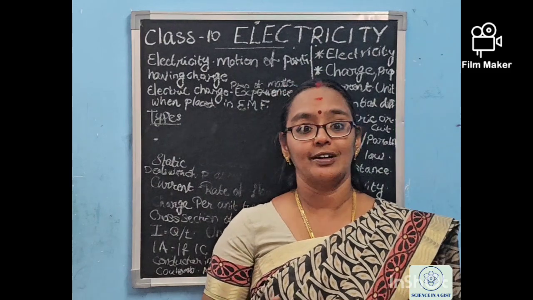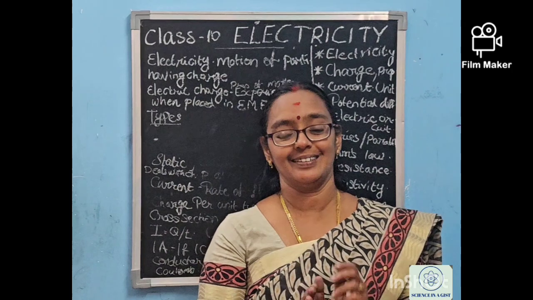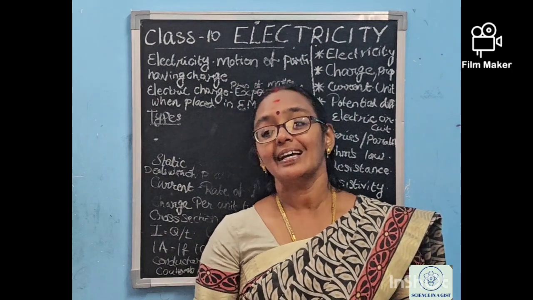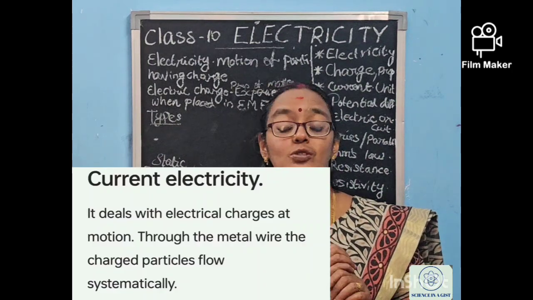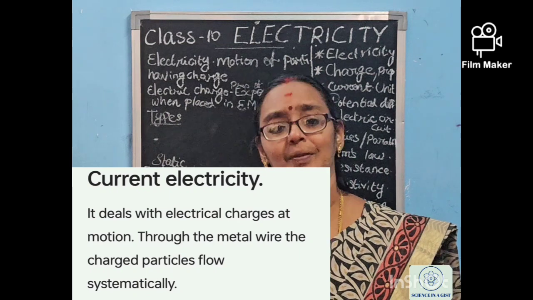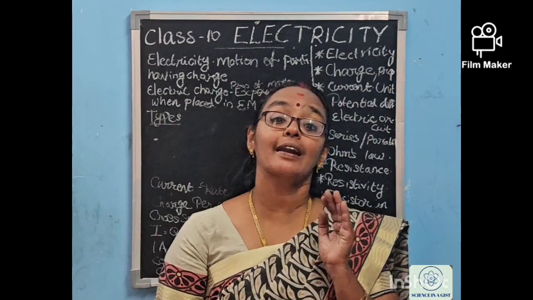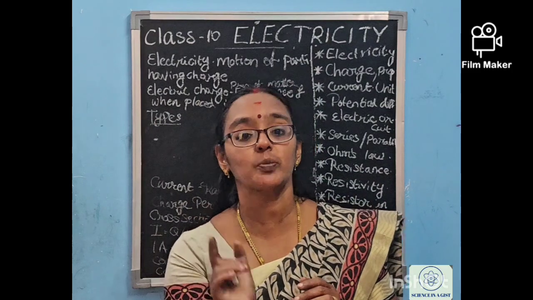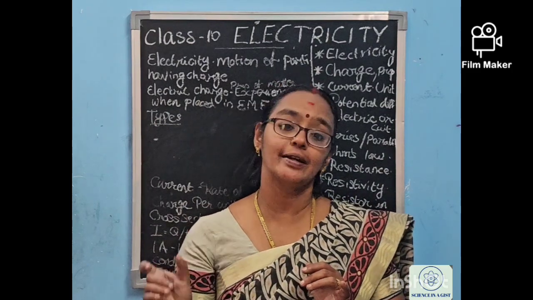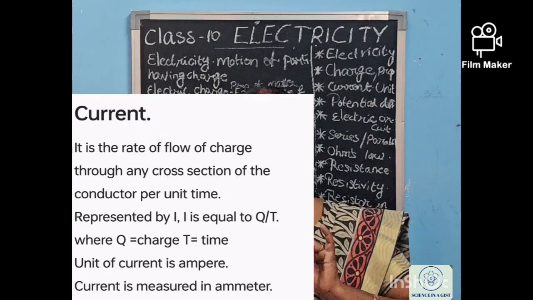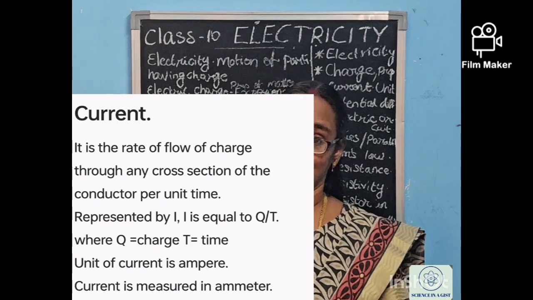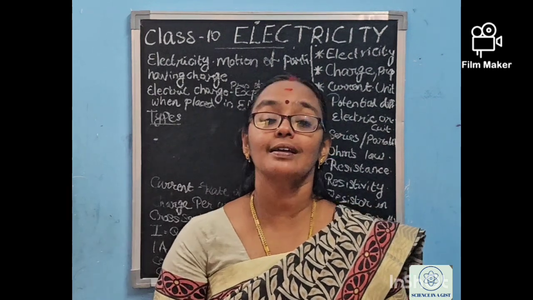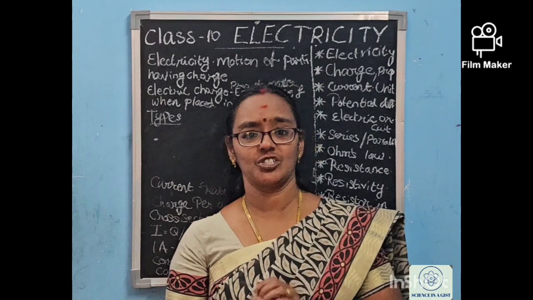Now, the second one, that is current electricity. Current electricity means the charged particles are there and the charged particles are allowed to move. So this is the current electricity. What is current? Current is the rate of flow of charged particles per unit time, when the charged particles are allowed to move through a conductor. It is called current.